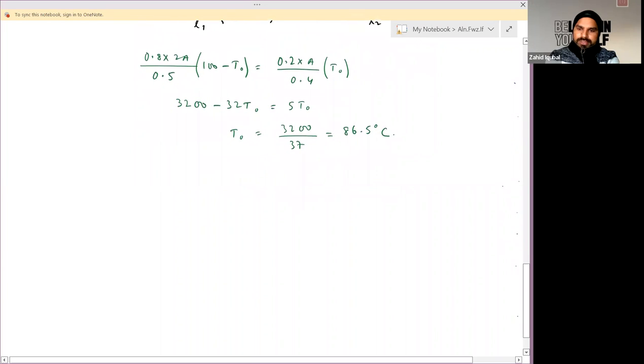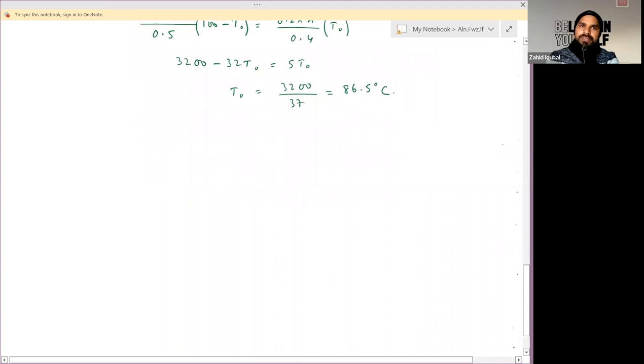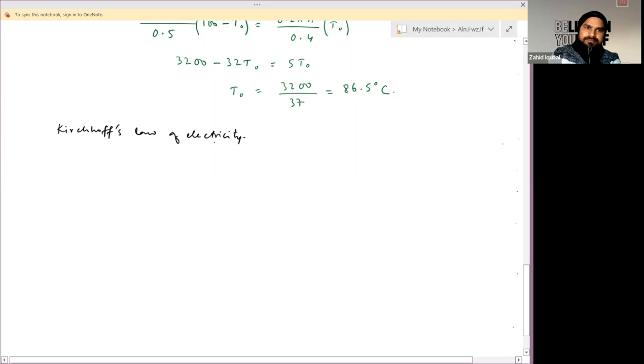Now, the next problem is calculation of rod in series and parallel combination. Before that, let me define the concept of Kirchhoff's law of electricity, or simply Kirchhoff's current law.